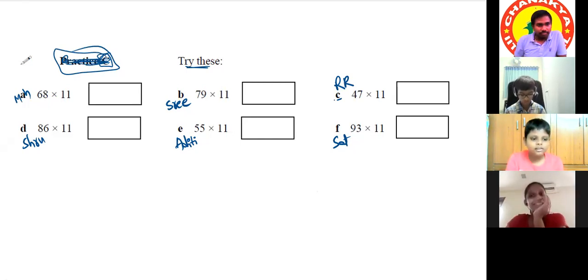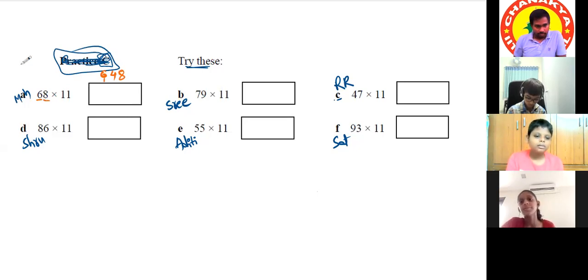Yes, sir. First we'll write 6 as it is. Then 6 plus 8 is equal to 14. So we'll write 4 below and carry 1. And 8 as it is. Then 6 plus 1 is equal to 7, and 4 and 8, so it will be 748. That's all. Very good. Correct.